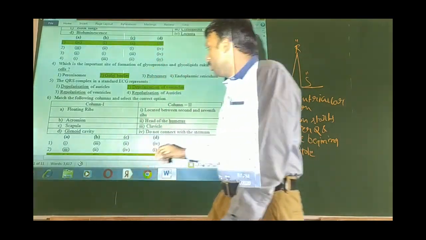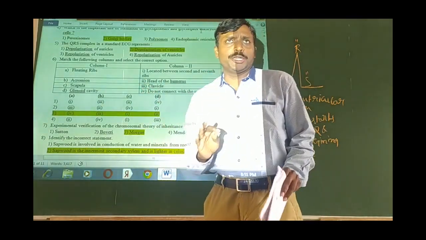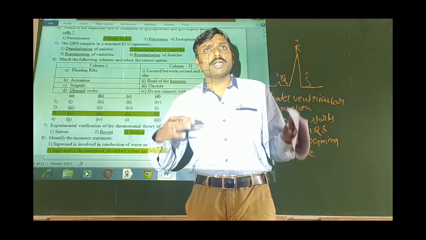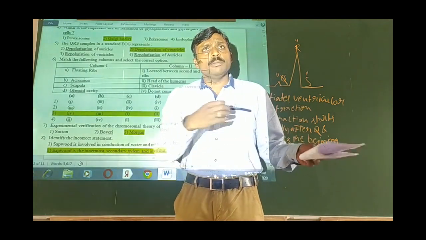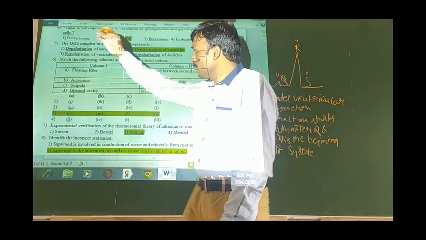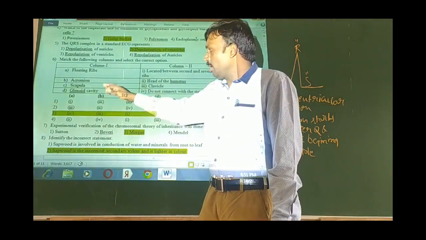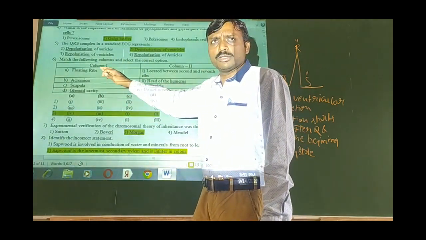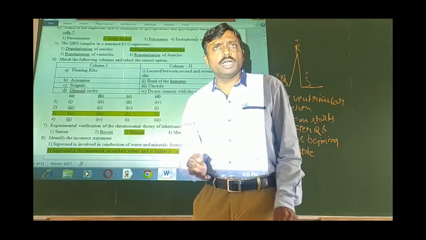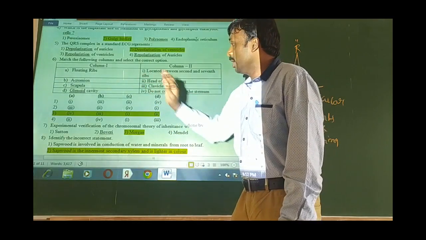Okay, then moving to the next, match the following. Again, this is also a memory based question. Most of the questions which came in the paper are memory based. If you have read the textbook thoroughly at least 5 to 6 times, many of the questions are very direct from the NCERT textbook. Here are some arrangements, like floating ribs. Generally the 11th and 12th free ribs are not attached to the sternum. If you have read the textbook clearly, you can answer these things.